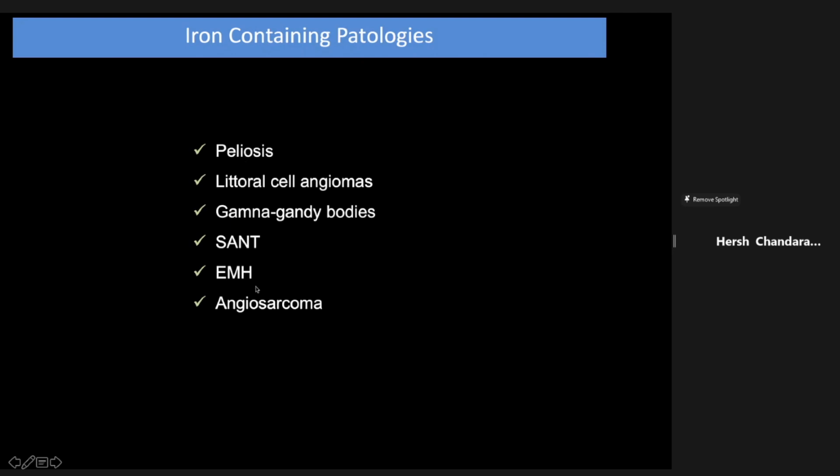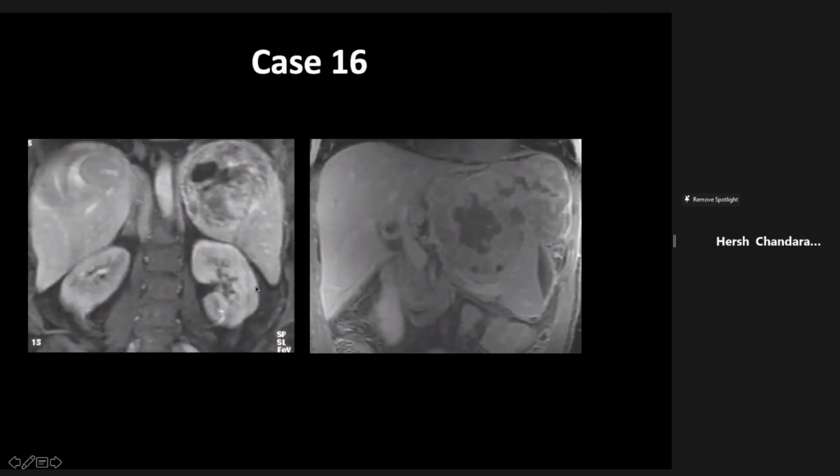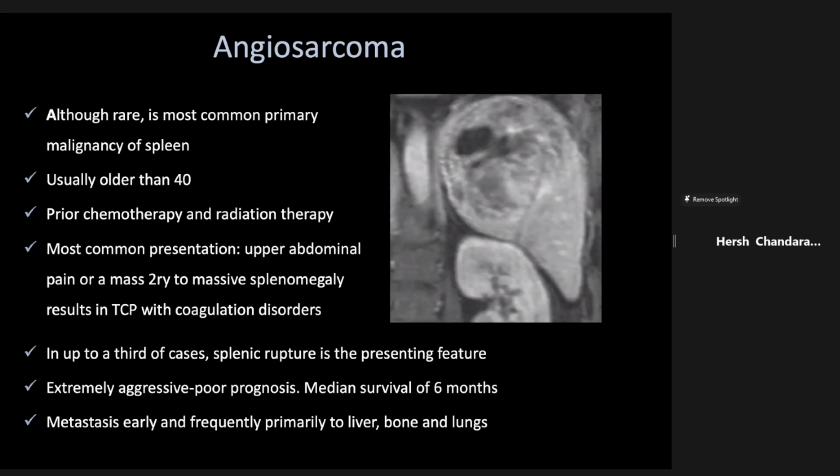I showed you most of these cases, but I'm going to show you another case here, which is: whenever you see a large heterogeneously enhancing mass, maybe with a low center, within the spleen, you think about angiosarcoma. Angiosarcoma is an aggressive tumor with poor prognosis. Here we have two cases. This is angiosarcoma, and this is angiosarcoma with splenic subcapsular hematoma, because this is a risk for angiosarcoma. It's an aggressive tumor, and although rare, it's the most common primary malignancy of the spleen.